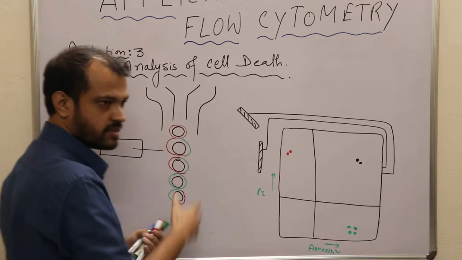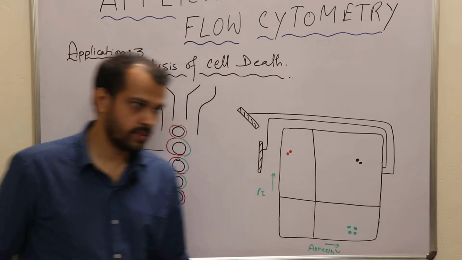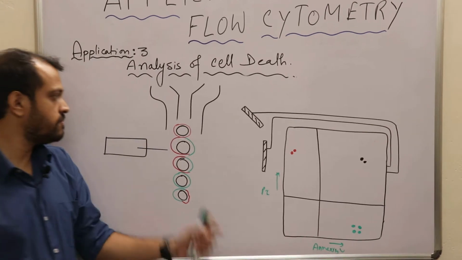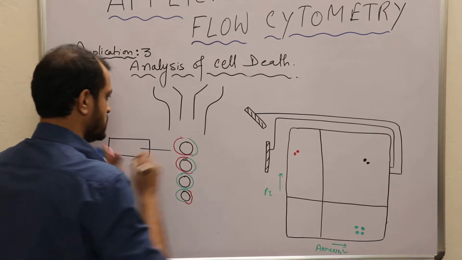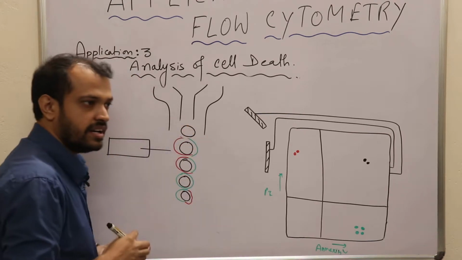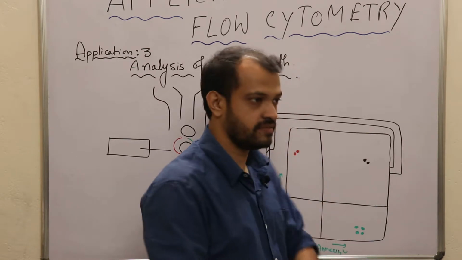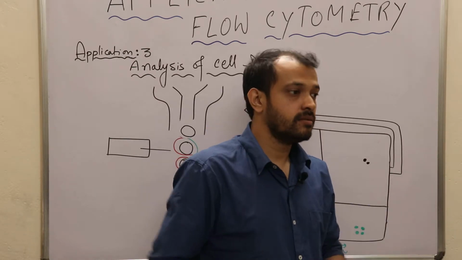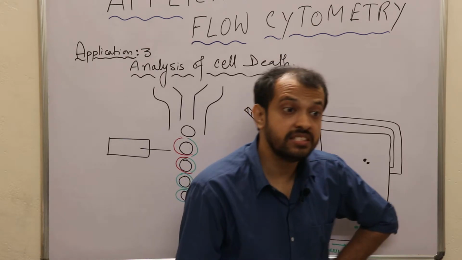Now you know where the rest of the things will be placed. Now listen. Suppose I say that this is a cell and it is neither stained by propidium iodide nor stained by annexin V conjugated FITC. What do you mean? This means this is a viable cell.